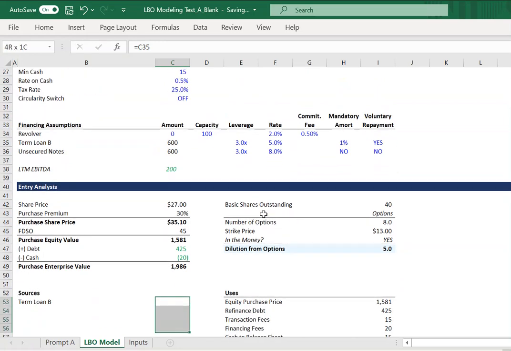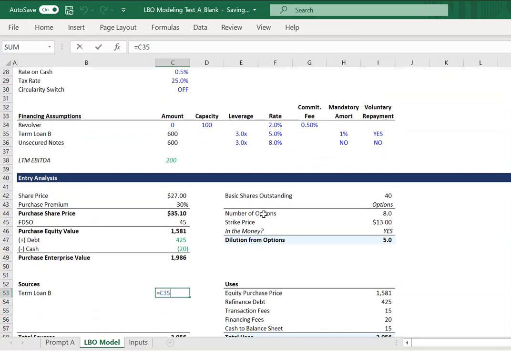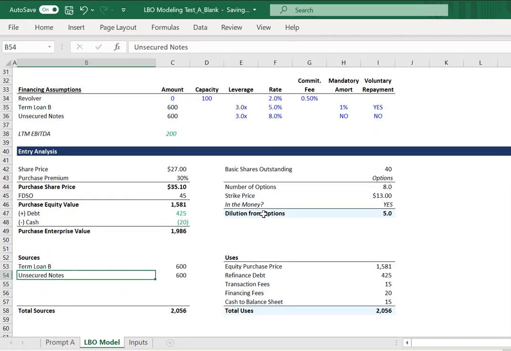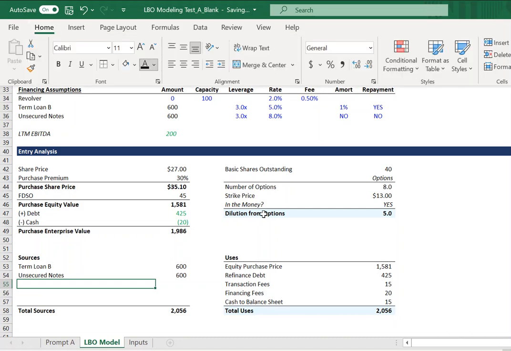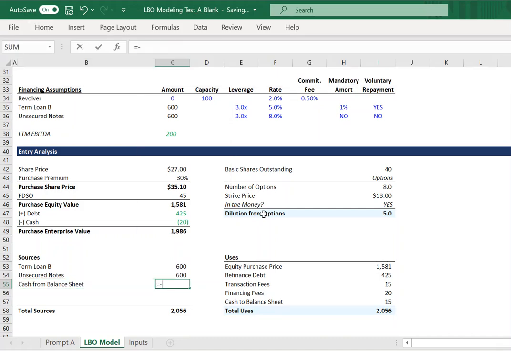Term loan B, 600. We're going to have 600 of unsecured notes. Our cash from our balance sheet is how much cash was already on the balance sheet before the deal. When we buy out the shares as a public company, we get to keep all that cash, so it basically comes with the equity. In a public deal, that's the way that it's structured.